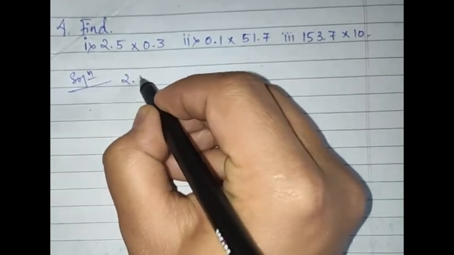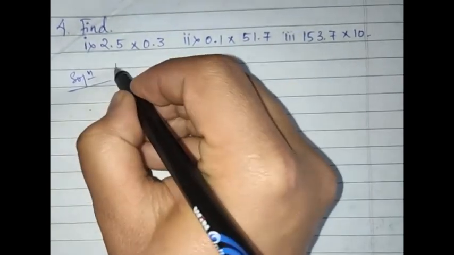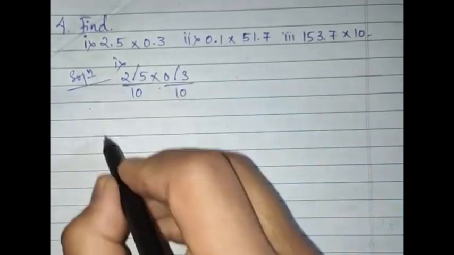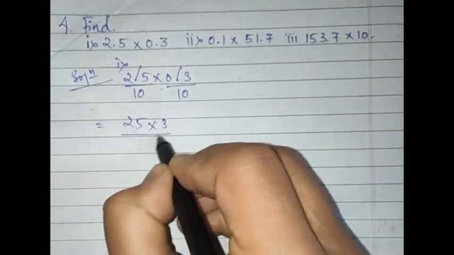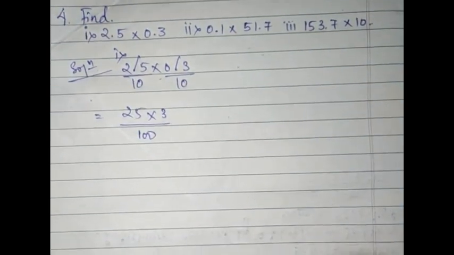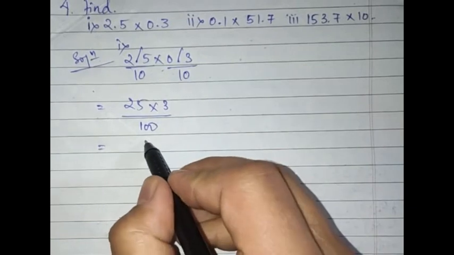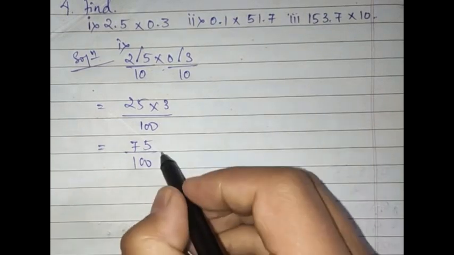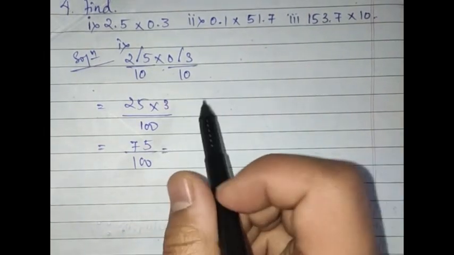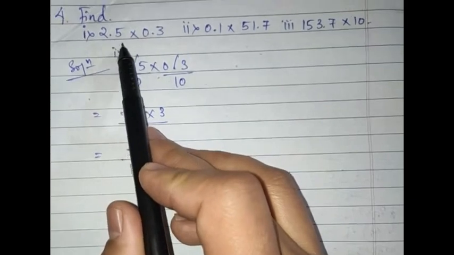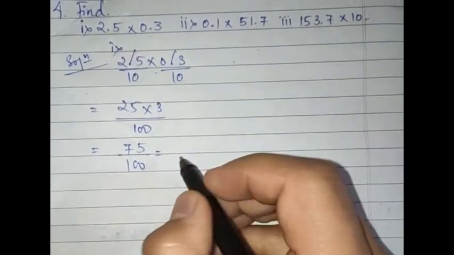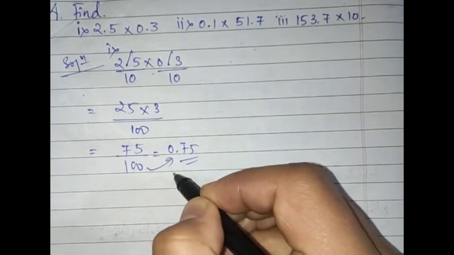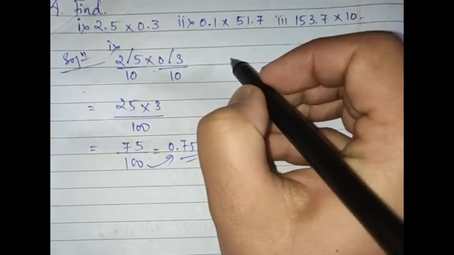You have to multiply 2.5 into 0.3, number 1. When you remove the decimals it will become 10, and it will become 10. So it is 25 into 3 divided by 10 times 10, which is 100. So 25 into 3 is 75, so 75 by 100. You have to write this in decimal form, because the product of the two numbers is in decimal form. You cannot write this in fractional form; you have to compulsorily convert it into decimal form. Okay, so number 1 is over.